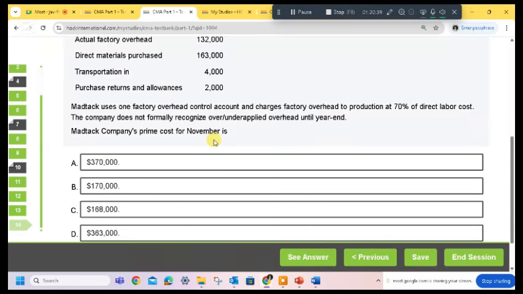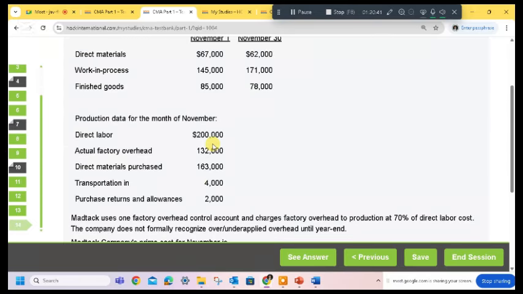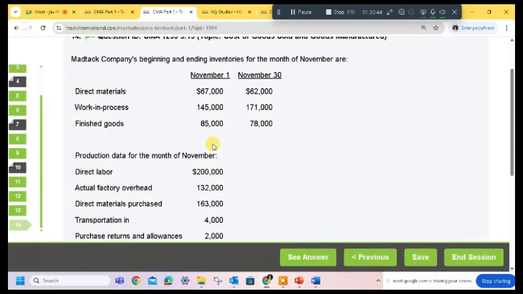MacTech company's prime cost for November is? Prime cost is what they are asking for November. So prime cost means materials used plus direct labor. That's all. But material used is not given. Material purchased is given. Here you can see material stock is given. So purchased and adjust for the stock, you can get it. Purchase also, there is another complication. Look here.